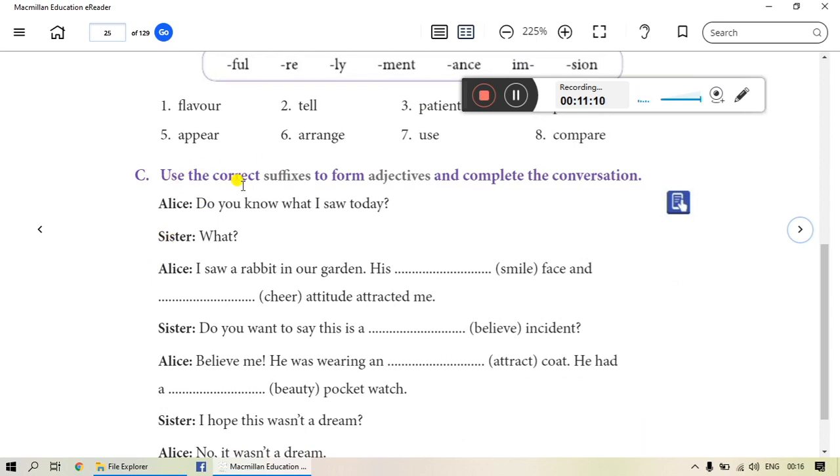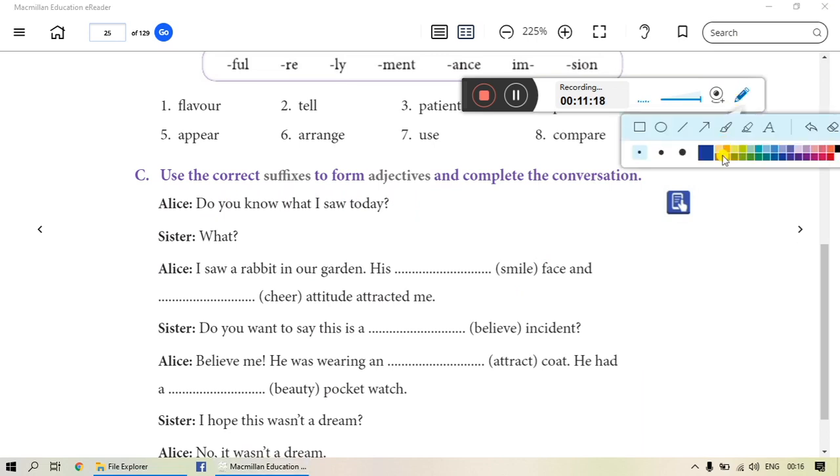Then part C says use the correct suffix to form an adjective and complete the conversation. So you will take a hint from the word in the bracket and you will make a new word by adding a suffix or prefix. No, in the question it's given only suffix, so you have to add only a suffix. That is, you have to add new letters at the end of the root word to make the new word which has meaning. A word should never be meaningless after adding a suffix. Don't add anything. Do you know what I saw today?